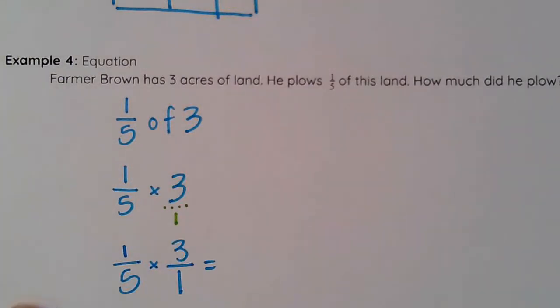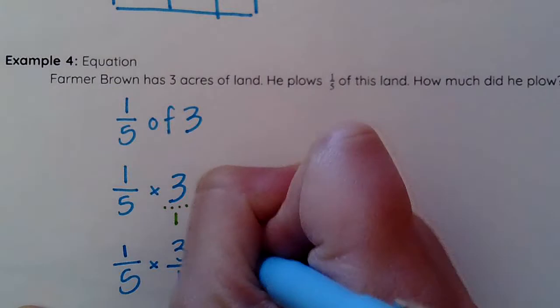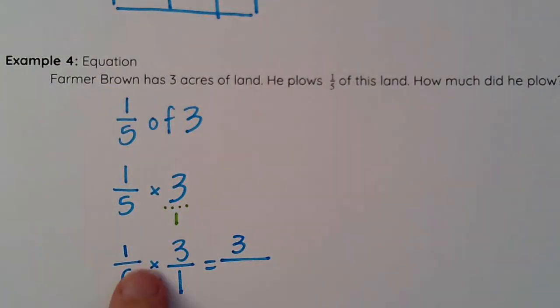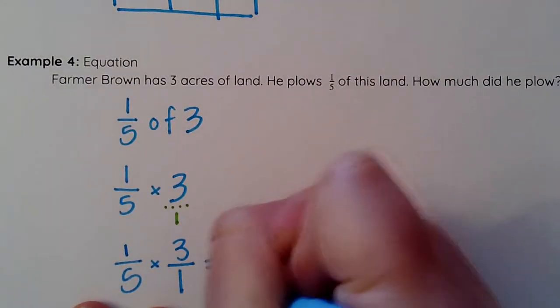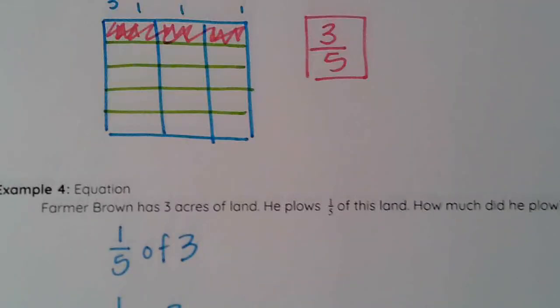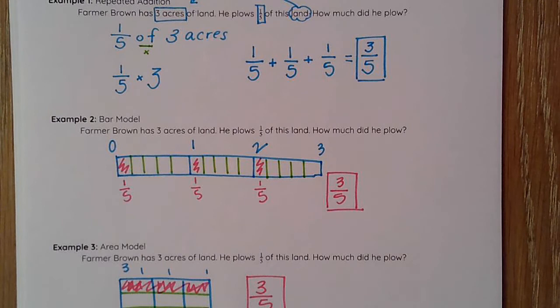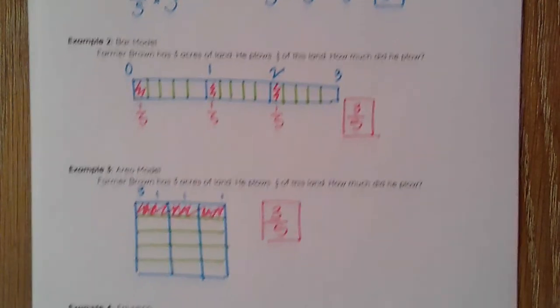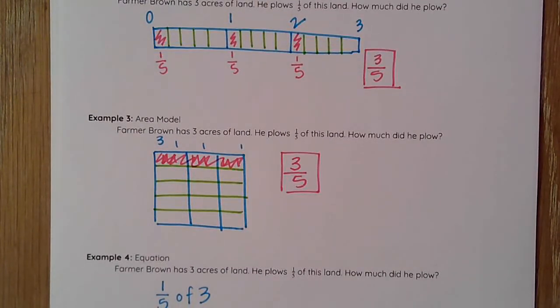Now I multiply across. 1 times 3 is 3. 5 times 1 is 5. And there we have it. We've got our repeated addition, our two different models, and our equation all getting us the same answer, that Farmer Brown plowed 3/5 acres.